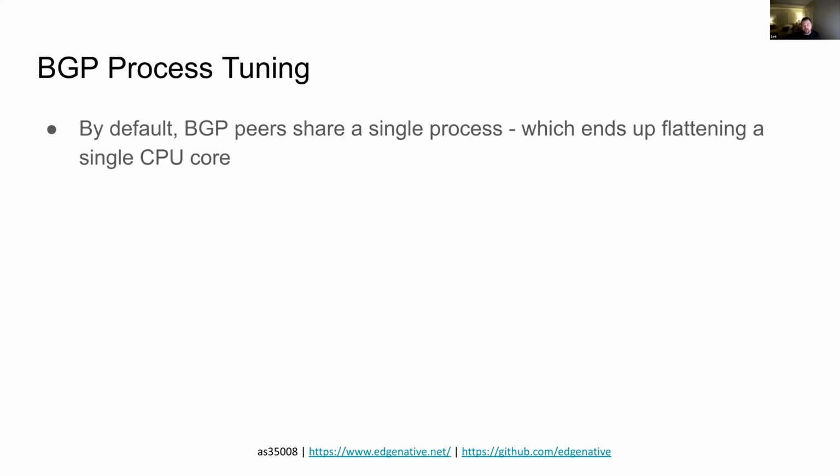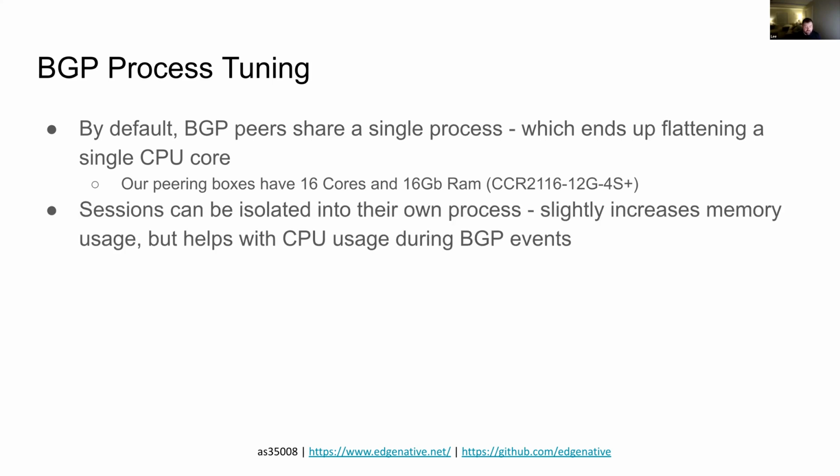And so BGP process tuning is kind of the last thing. Obviously, we're generating new and tearing down existing policies, which does create a bit of churn. By default, BGP peers on the MikroTik box all share a single process, which does end up flattening a single CPU core. My peering box is actually a 16 core, 16 gig of RAM, CCR 2116. It does have a bunch of CPU, and I was noticing when monitoring this that only one CPU core was being flattened every time I was updating the policies. Because obviously every time you change the policy, you're creating a route refresh.